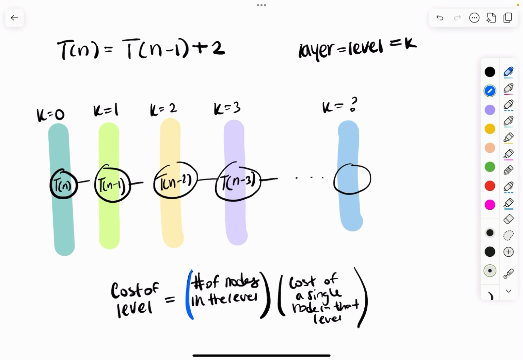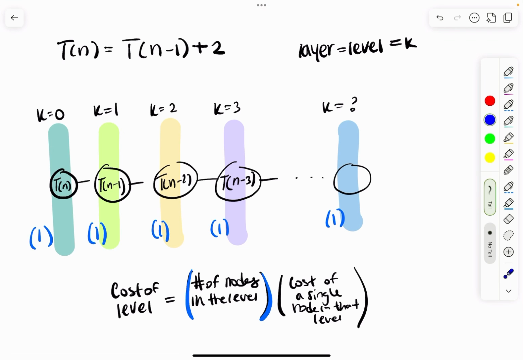So let's do the number of nodes in the level. That's easy. How many nodes in this level, this column? You literally just see 1. Great. How many in this column? I just see 1. How many in this column? I just see 1. How many in this column? Well, we know it's going to be 1 because this number is a 1. So we know that every subproblem is going to have just 1 child.